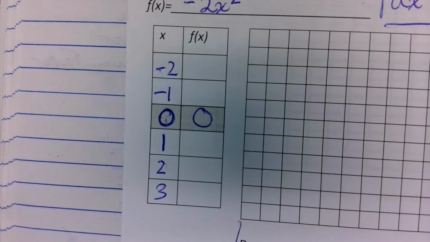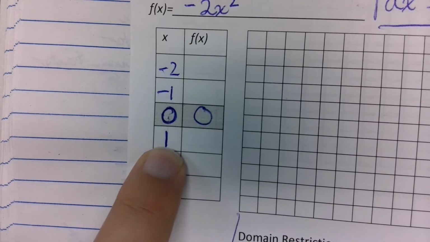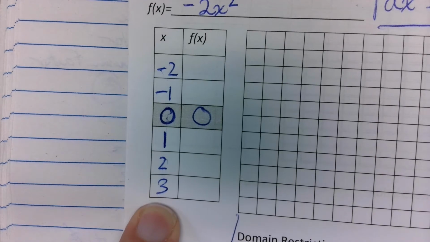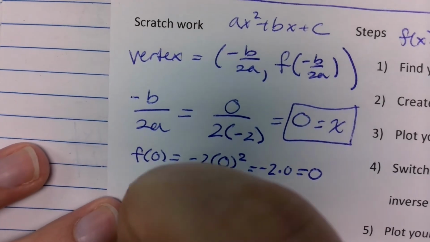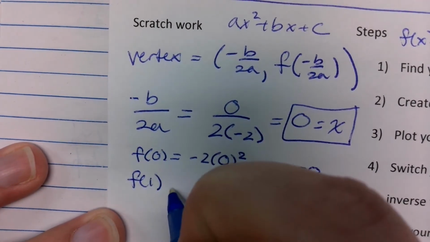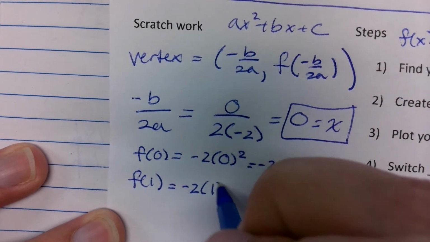You ready? So these are the numbers we're going to pick. I'm going to start with 1, then I'm going to go to 2, then I'm going to go to 3. So we're going to do f of 1. So instead of x, I'm going to put a 1 in.